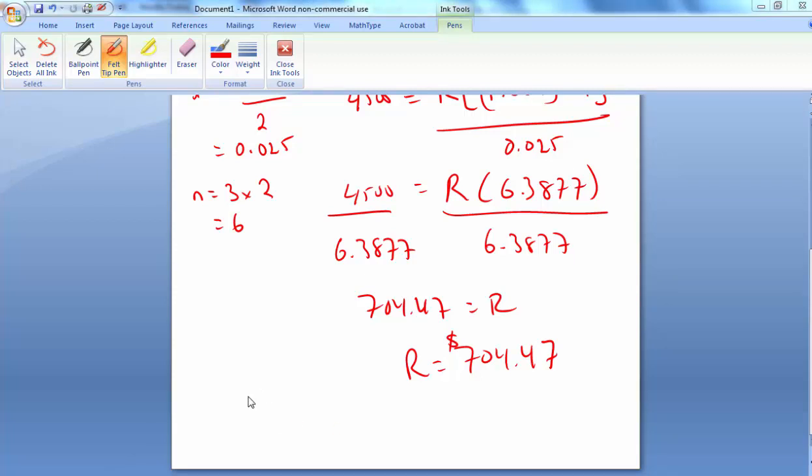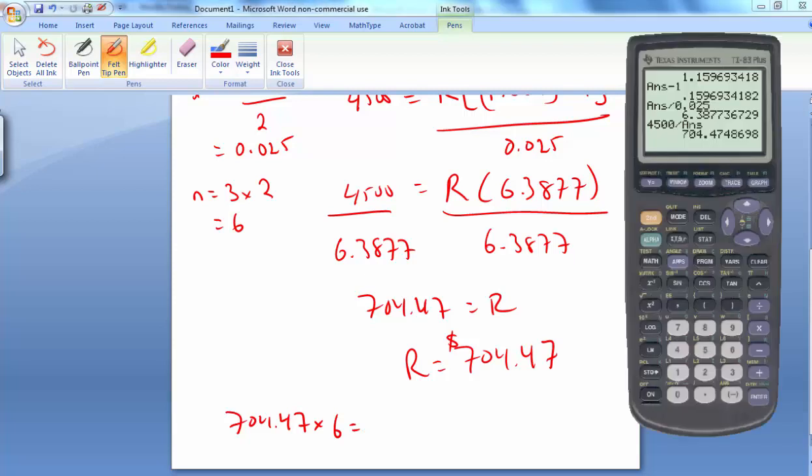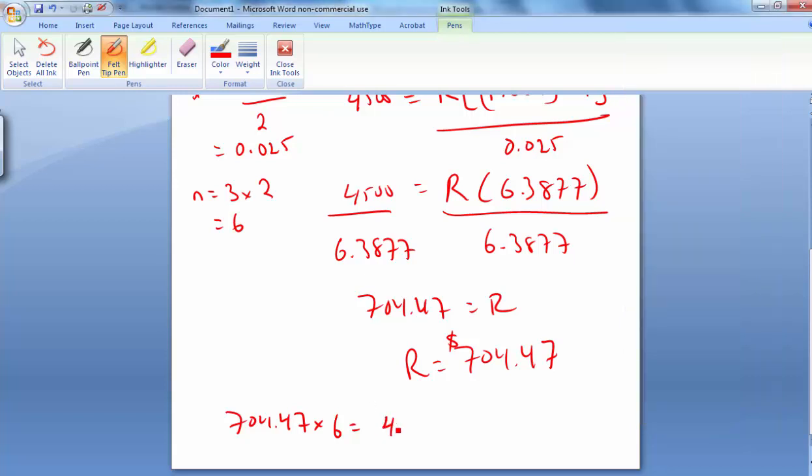If he does that, how much is he actually making? Out of curiosity, he's making 6 payments. 704.47 times 6, how much is that? It's 4,226.82. But it says he's going to have 4,500. So where does that extra money come from? If I took 4,500 minus 4,226.82, that must be the amount of interest earned. So that's important in one of your assignment questions.